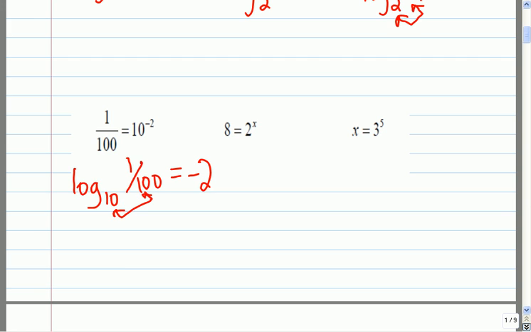Yes? How do you change the exponent thing on your calculator? We will talk about calculators and logs shortly, but not just yet.